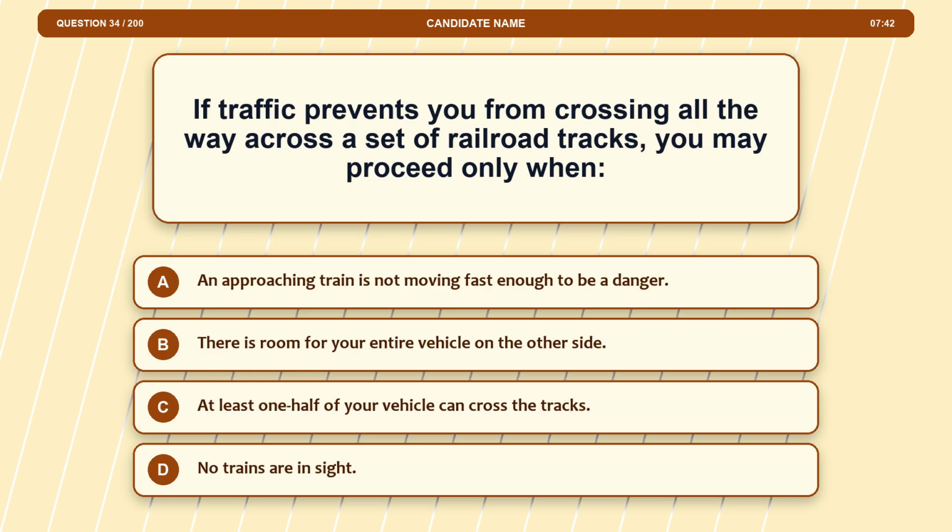Question 34. If traffic prevents you from crossing all the way across a set of railroad tracks, you may proceed only when: Option A, an approaching train is not moving fast enough to be a danger. Option B, there is room for your entire vehicle on the other side. Option C, at least one half of your vehicle can cross the tracks. Option D, no trains are in sight.